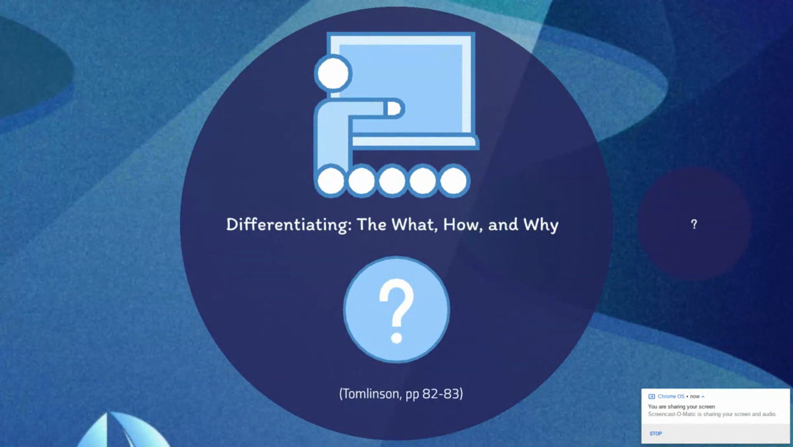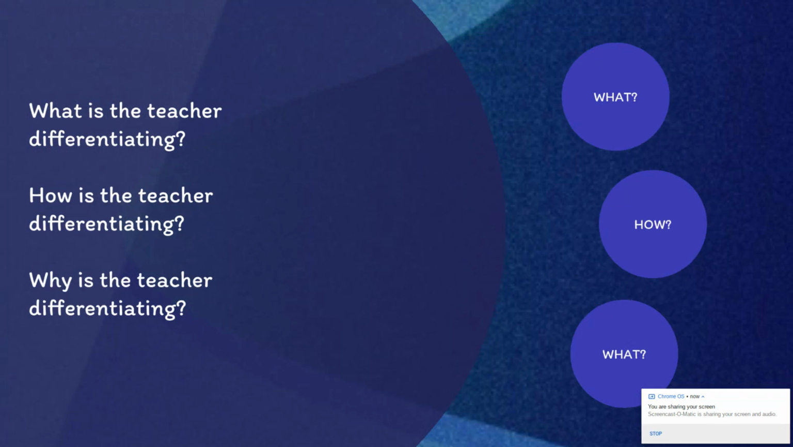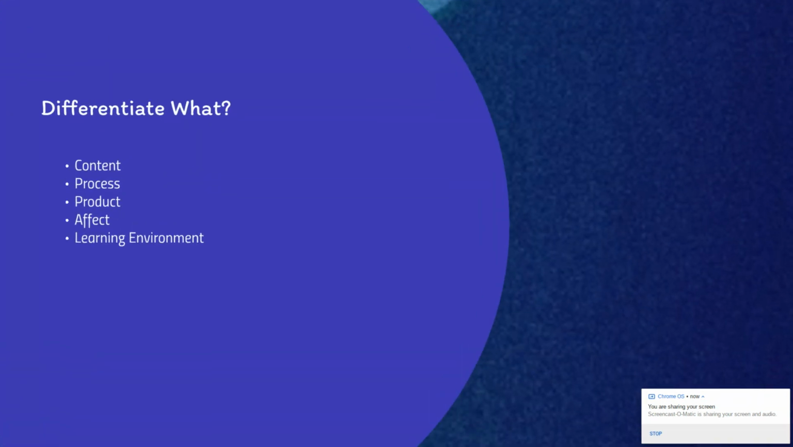The types of differentiation is based on the what, how, and why. What is the teacher exactly differentiating? Content, process, product, effect, and learning environment.